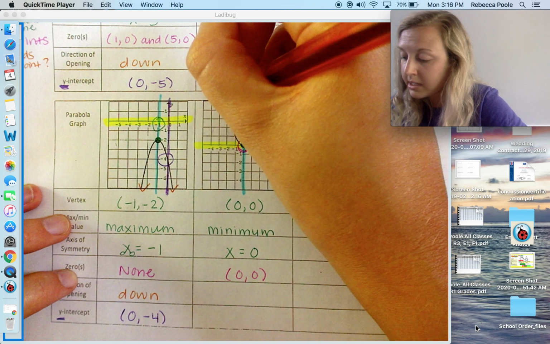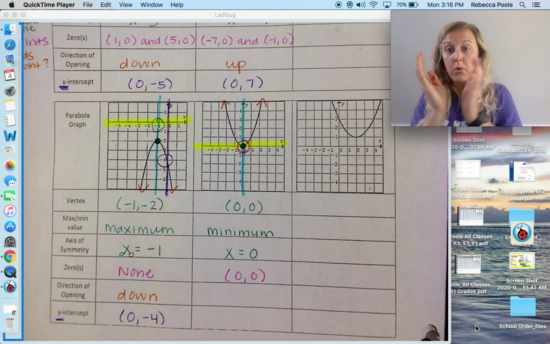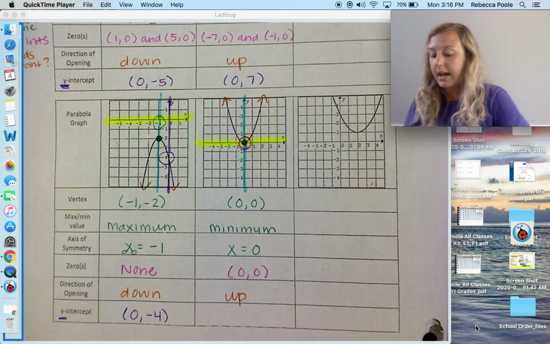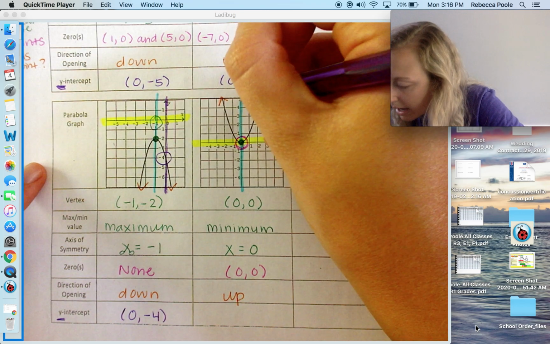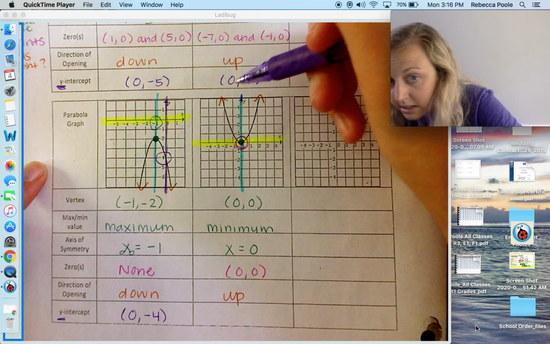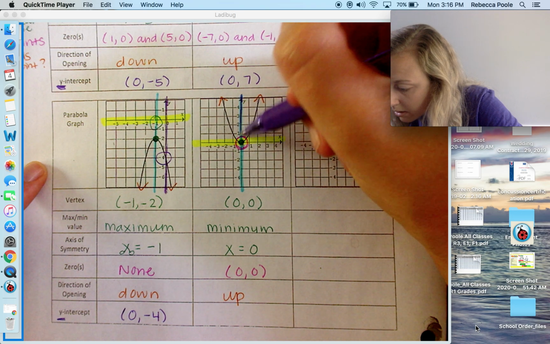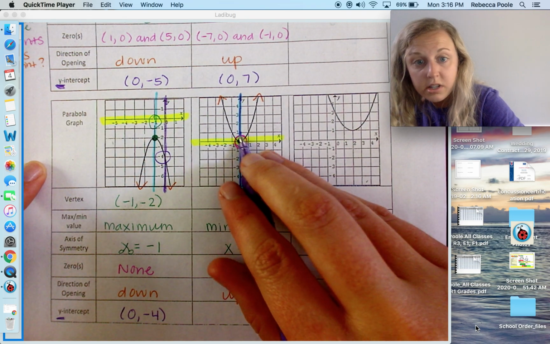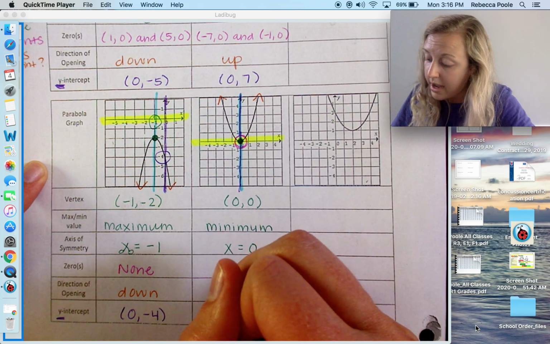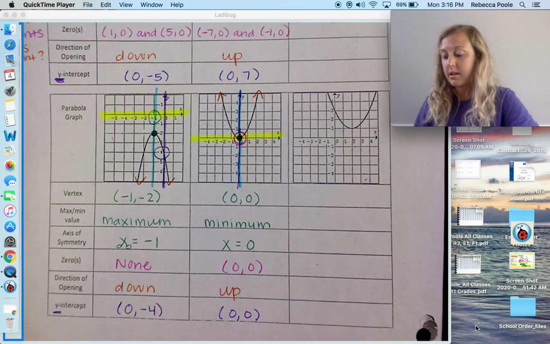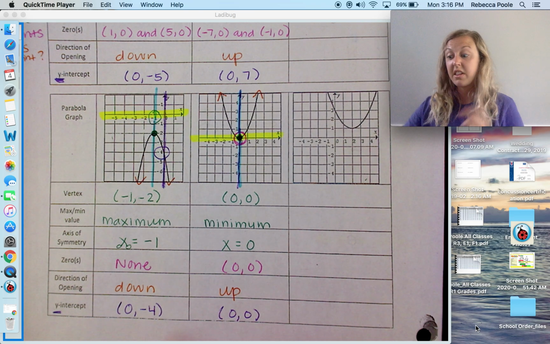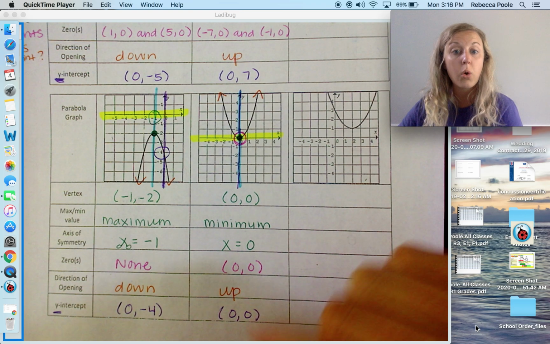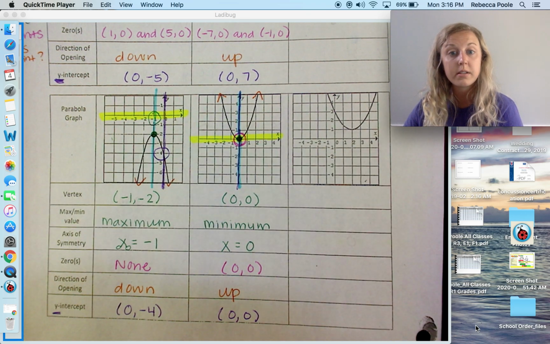Direction of opening, this one is opening or pointing upward. It's a smile. So this is up. And my y-intercept, if I color that y-axis very lightly, it's right over that blue. So do you see it's right here still at 0? So that y-intercept is also 0, 0. So this one was tricky. There's a reason why I did this one with you guys, because everything is happening at the origin, because that's where that vertex point is, okay?